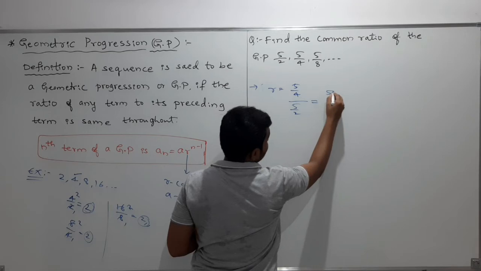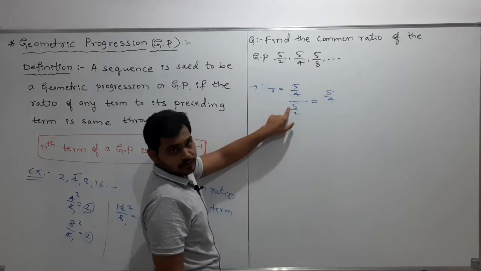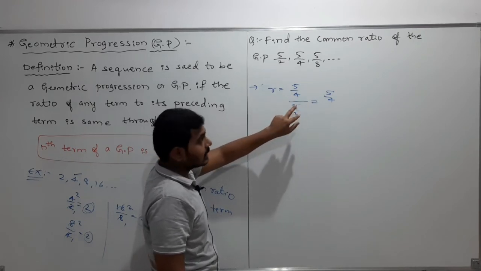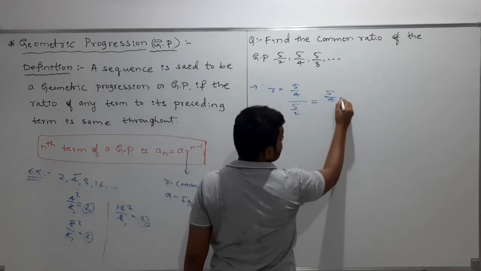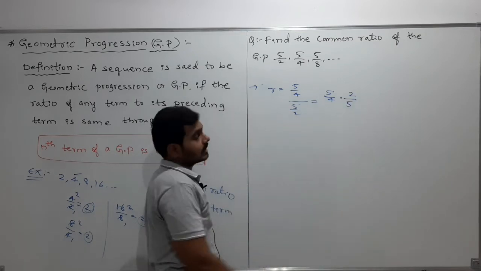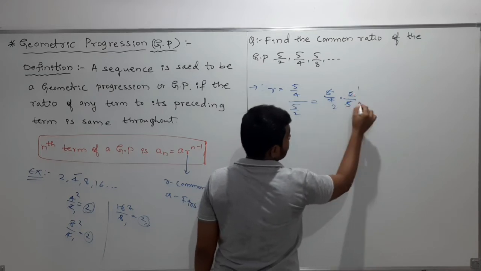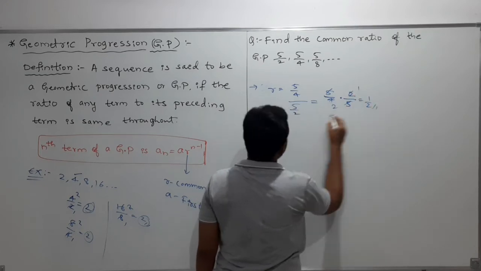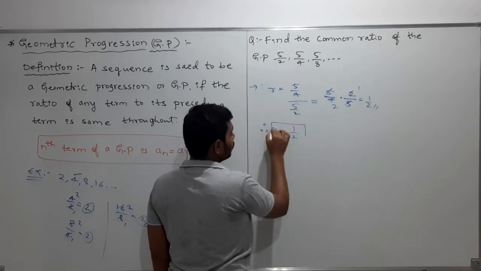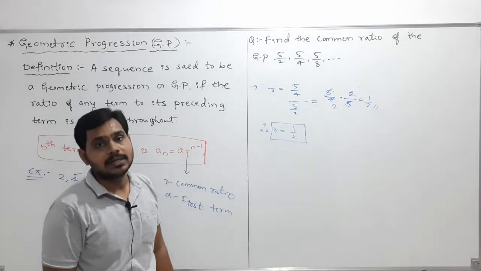This can be written as 5 by 4 in the numerator as it is. In the denominator also we have the fraction 5 by 2. If I take this to the numerator, it becomes the reverse, that is 2 by 5. Clear? So this 5 cancels, and 2 ones are 2, 2 twos are 4. So therefore the common ratio r is equal to 1 by 2. This is our required common ratio.